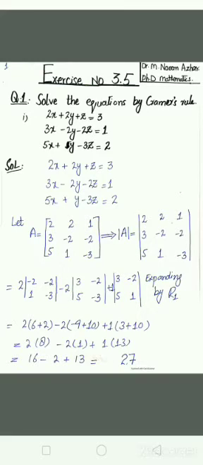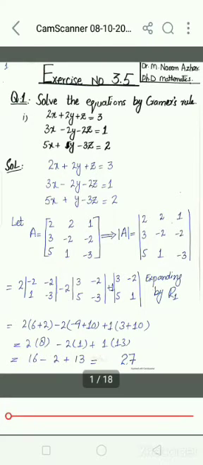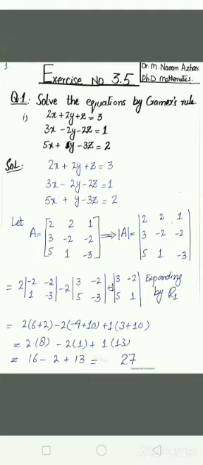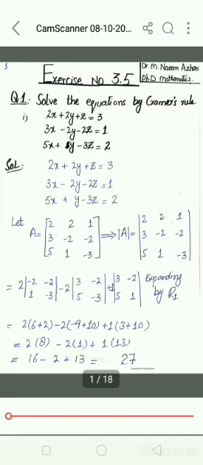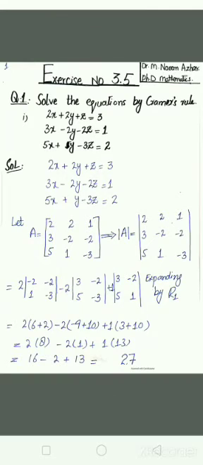So first we write the system in the solution, and from here we extract three matrices. The matrix of coefficients, and coefficients are the numbers which are multiplied with the variables x, y and z in each equation. So we see that the matrix of coefficients will be A is equal to 2, 2, 1, 3, minus 2, minus 2 and 5, 1, minus 3.